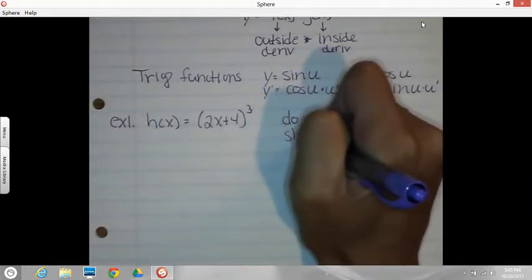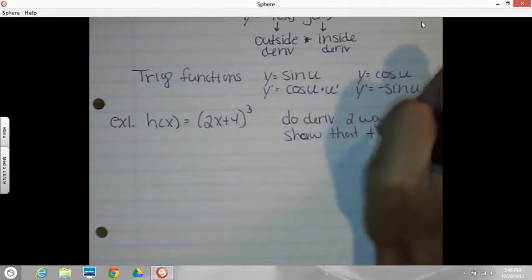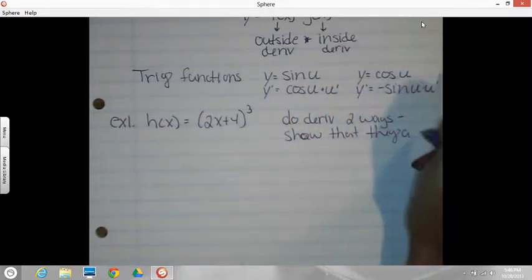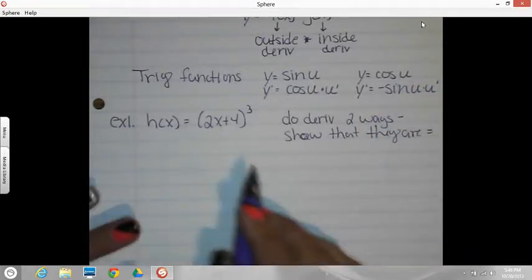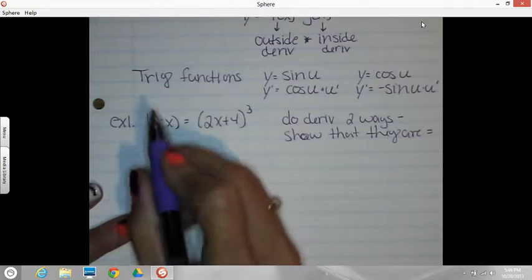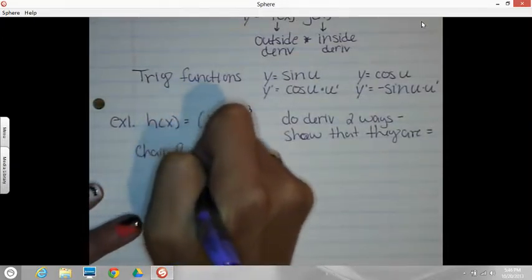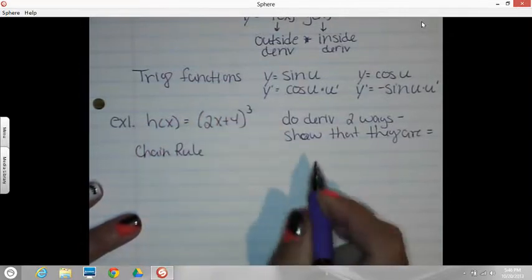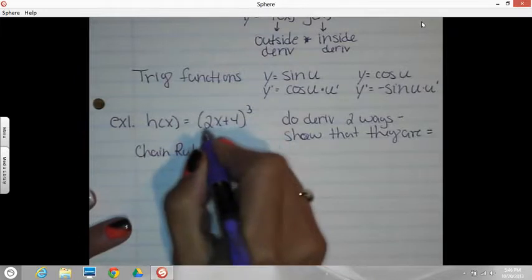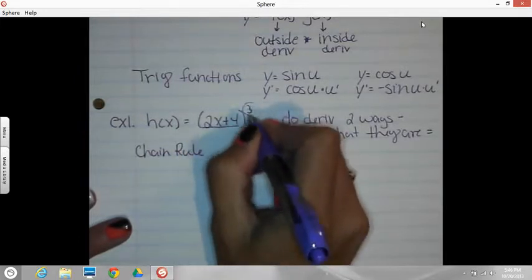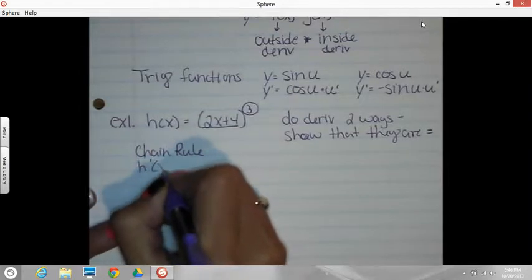Show that they are equivalent. Okay, so let's do this with our chain rule first. So by chain rule, we are looking at the outside derivative times the inside. So here's my inside, here's my outside. So I'm going to start outside with the power rule. So h prime of x.